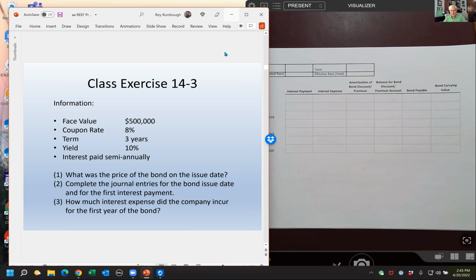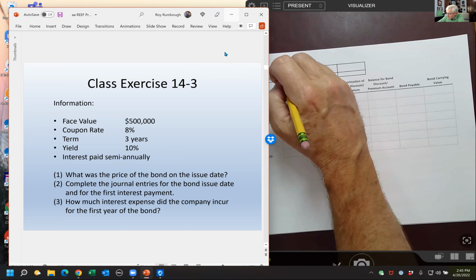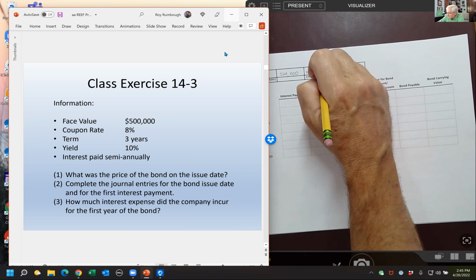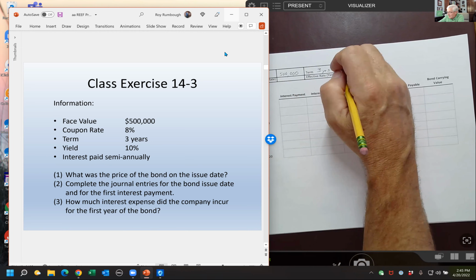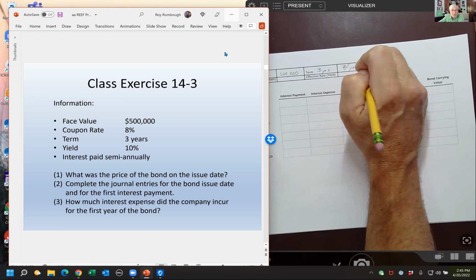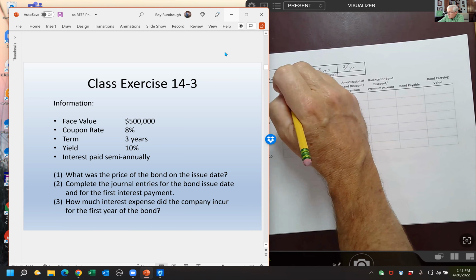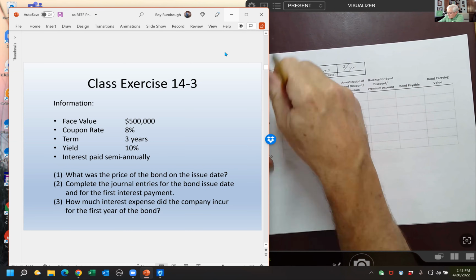All right, number 14.3. Okay, step one. Let's go calculate the price of this bond. So the principal is 500,000. The term, again, 3 years. I had to keep these short, otherwise it'd be pretty boring. And it is 2 times per year, paid semi-annually. And the coupon rate is 10%. Oh, no, coupon rate, sorry, is 8%.